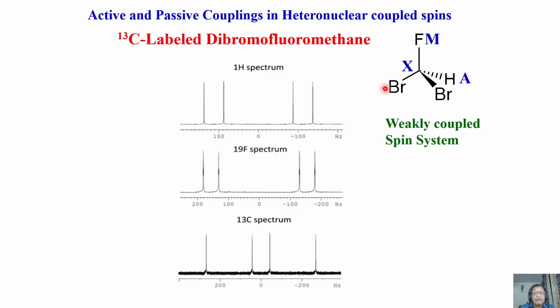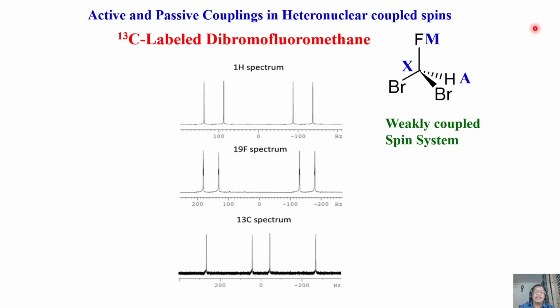Now look at the proton spectrum. Very interesting. Now I'm looking at the proton spectrum, which is the active spin. All of you must understand. In the case of this one, if I am looking at the proton spectrum, this is the active spin.